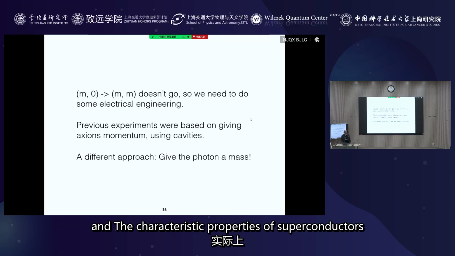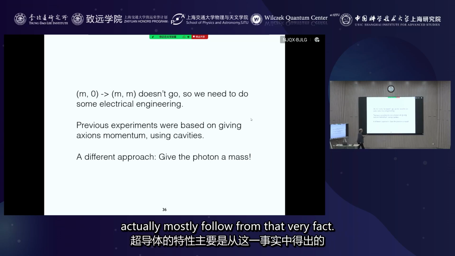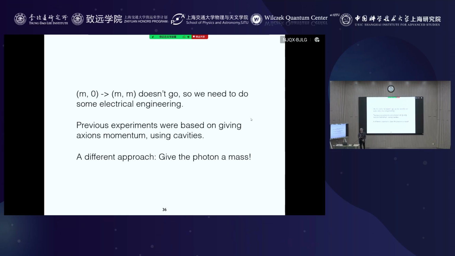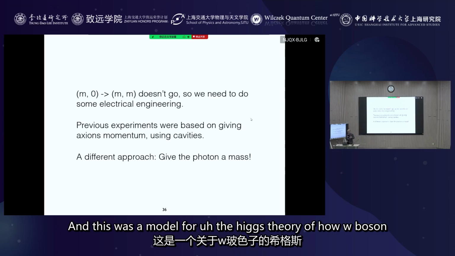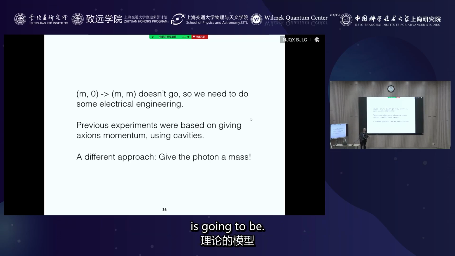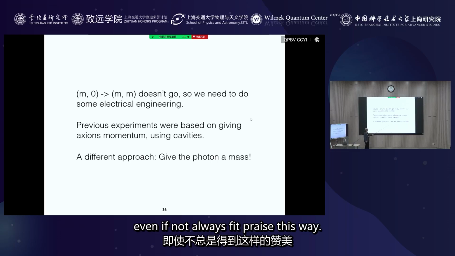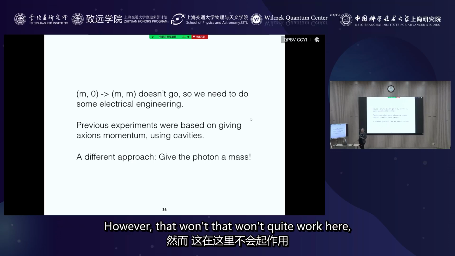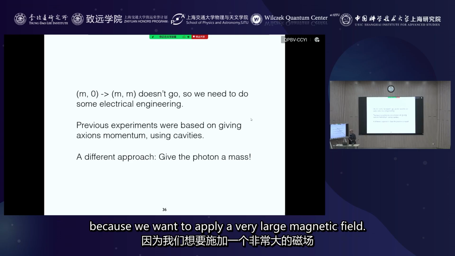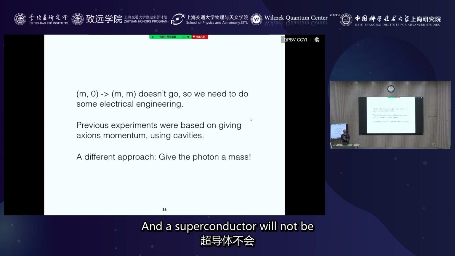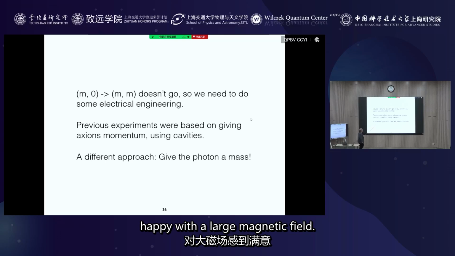And the characteristic properties of superconductors actually mostly follow from that very fact. And this was a model for the Higgs theory of how W bosons get made. So that's very well known, even if not always phrased this way. However, that won't quite work here because we want to apply a very large magnetic field, and a superconductor will not be happy with a large magnetic field.